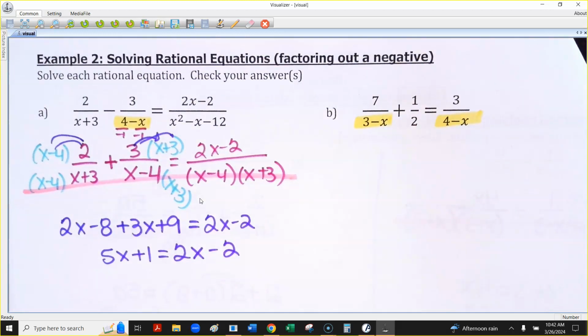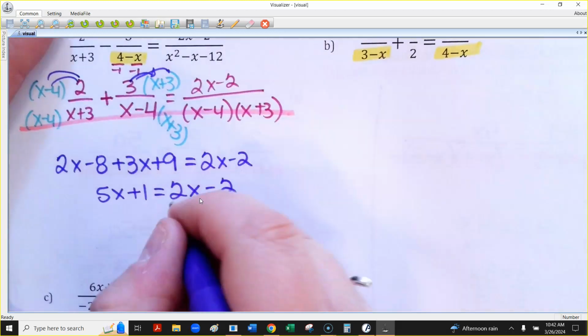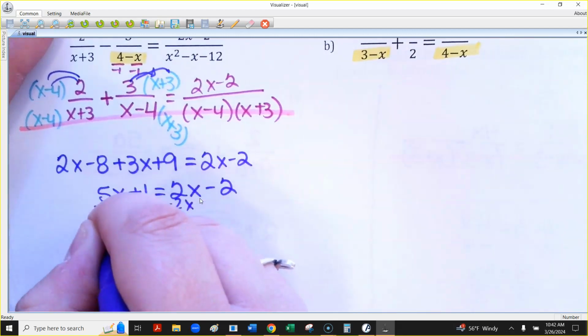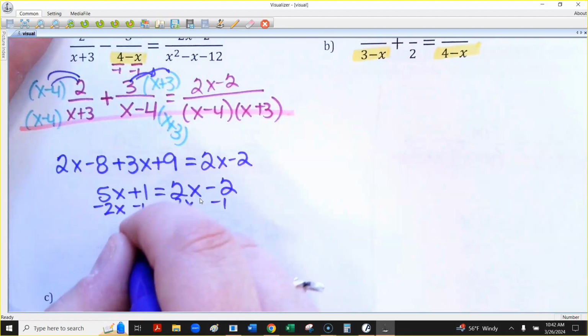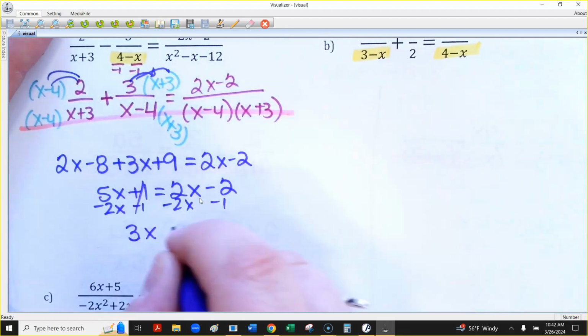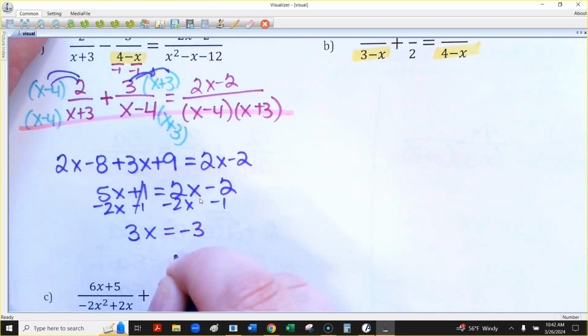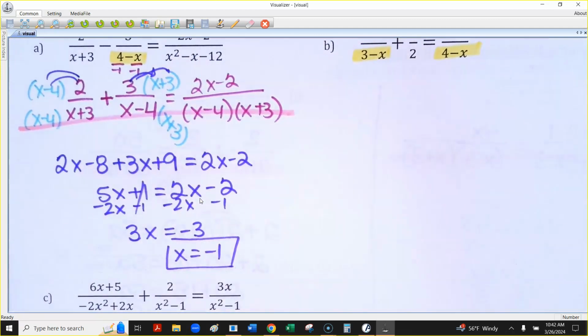Now, totally up to you. I'm going to keep my variable positive if I can, so I'm going to subtract 2x, and I'm actually going to subtract 1 in the same step. So I'm going to get 3x. And then negative 3, x is negative 1. And that's not going to cause you a problem at all.